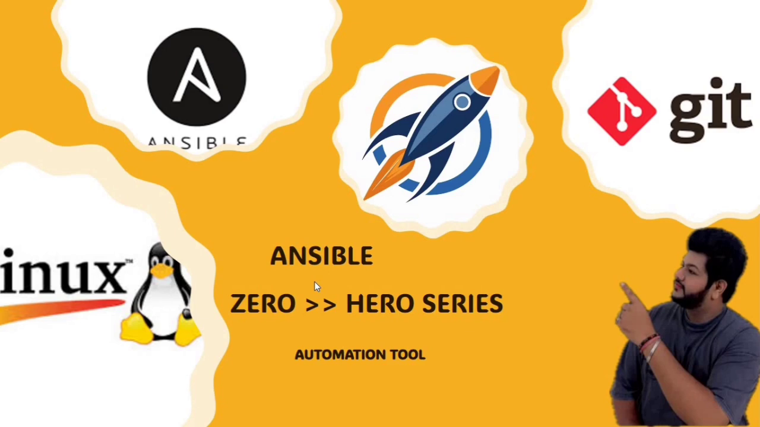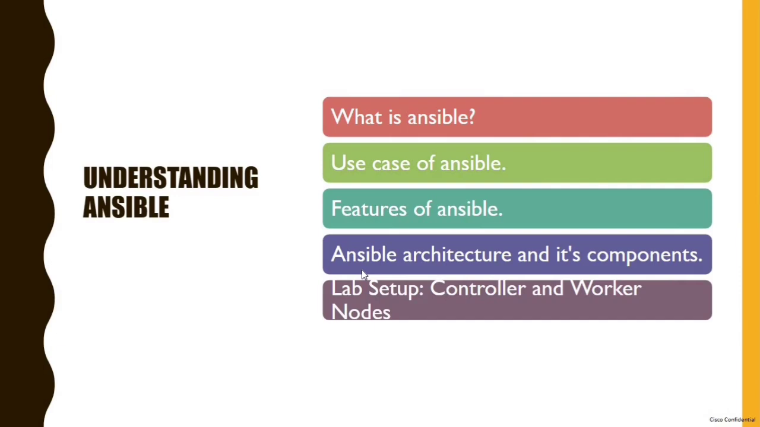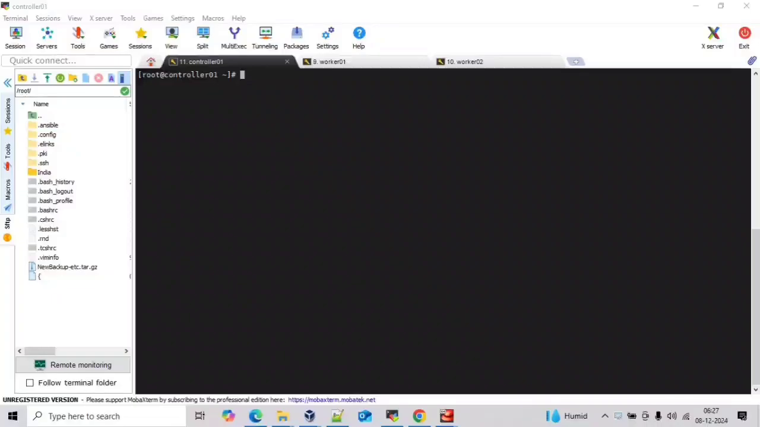Before that, let's have a quick recap of what we have discussed in our previous lectures. We discussed what Ansible is, use cases of Ansible, along with a few features. Next, we discussed Ansible architecture and its various components. And then we performed a quick lab setup for our learning purpose, where we deployed controller and worker nodes. So with this, let's get started.